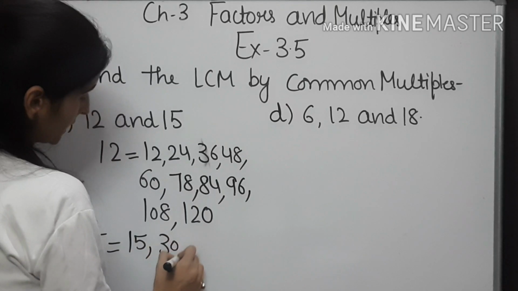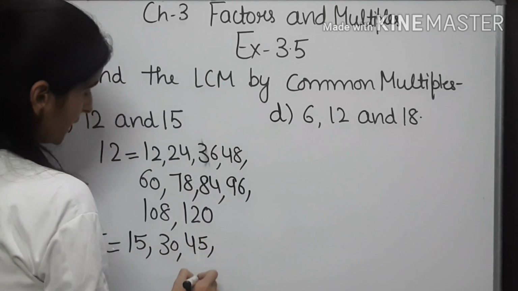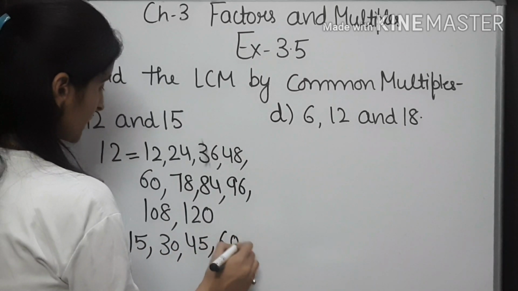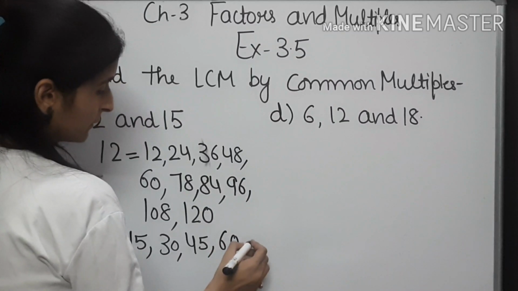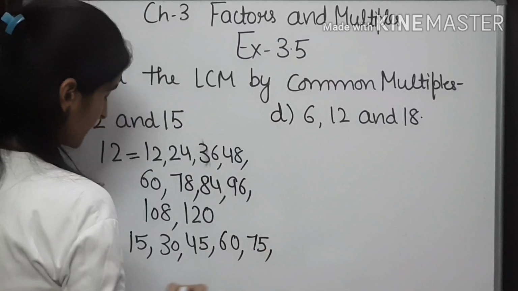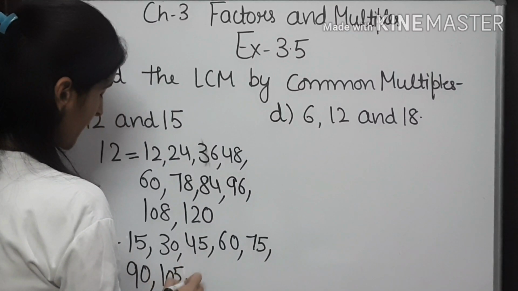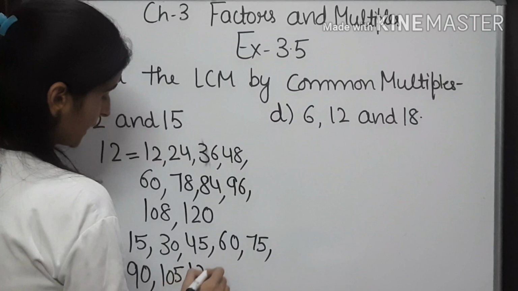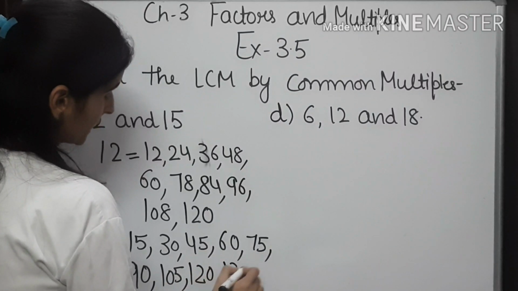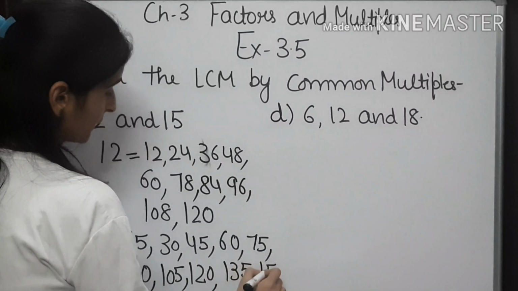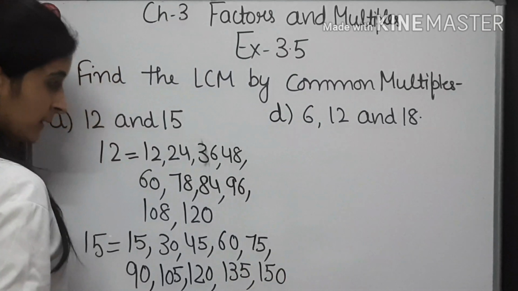And likewise, if I write the multiples of 15, 15 twos are 30, 15 threes are 45, 15 fours are 60, 15 fives are 75, 15 sixes are 90, 15 sevens are 105, 15 eights are 120, 15 nines are 135 and 15 tens are 150.